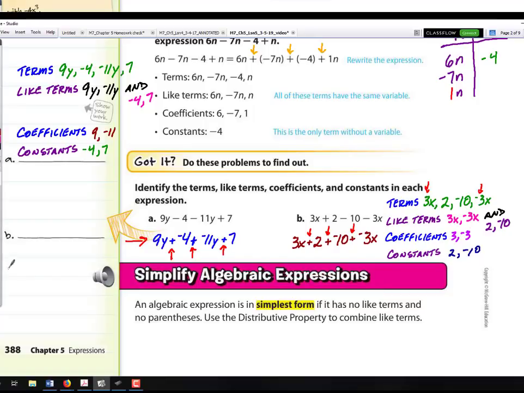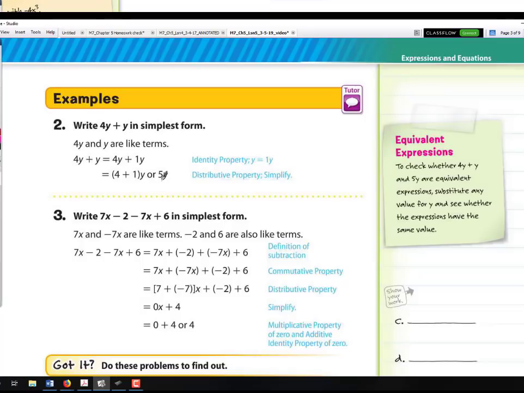So let's take a look at the next page. Here is an expression, 4y plus y. Put it in simplest form. Well, you can put the 4y and the y together. This has a coefficient of 4. This has a coefficient of 1. So 4 and 1 is 5. We get 5 y's.